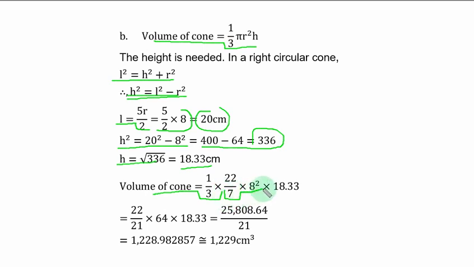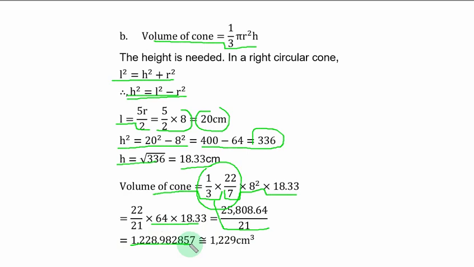Back to the volume, and you have 1 over 3 times pi, 22 over 7, times r squared, that is 8 squared, times the height 18.33. If you simplify, you have 22 over 7 by multiplying these two fractions, 8 squared is 64, times the height. If you multiply the numerator, you have it in this form, and when you divide, you have this result.